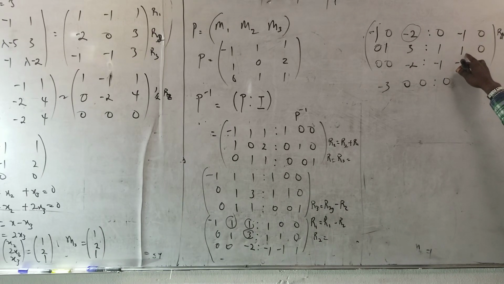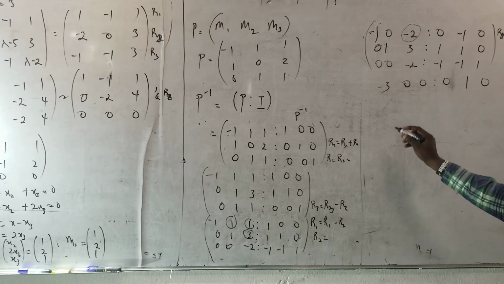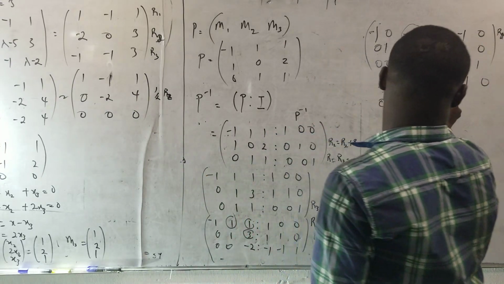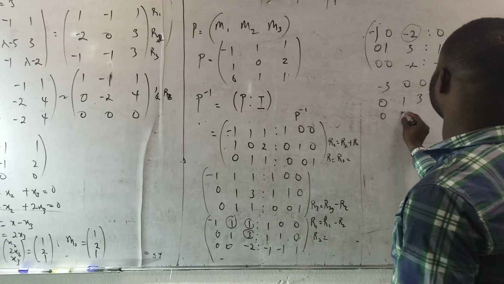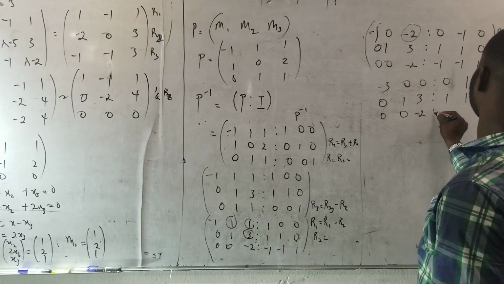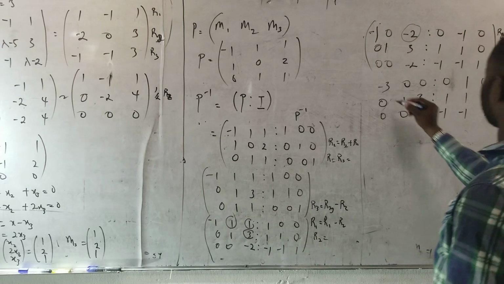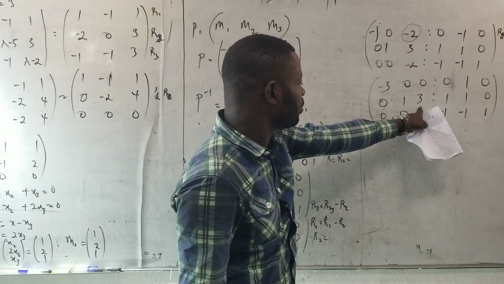That'll be 2, that'll be 1, and 0. Now, it will be what? 0, 1, 3, and 1, 1, 0. To be 0, 0, minus 2, minus 1, minus 1, 1. Now, at this junction, I want to turn this to be 0.